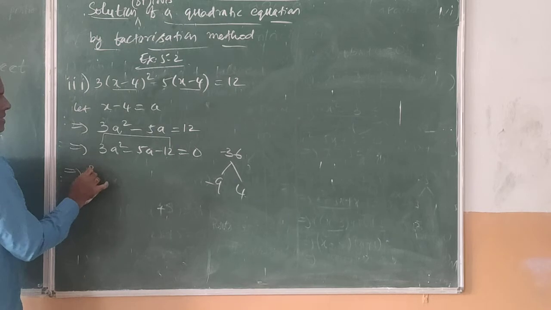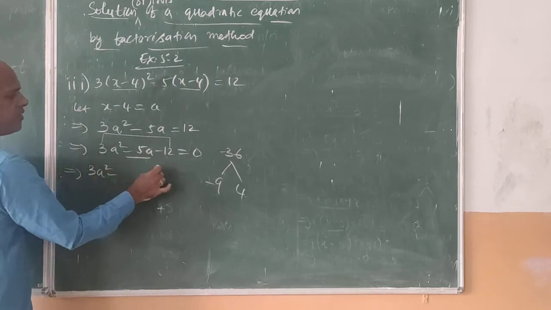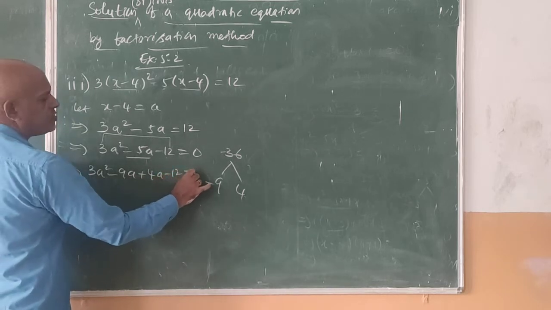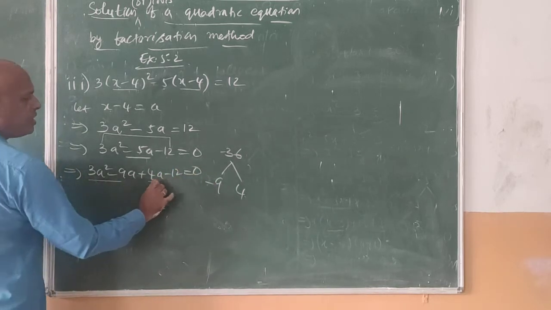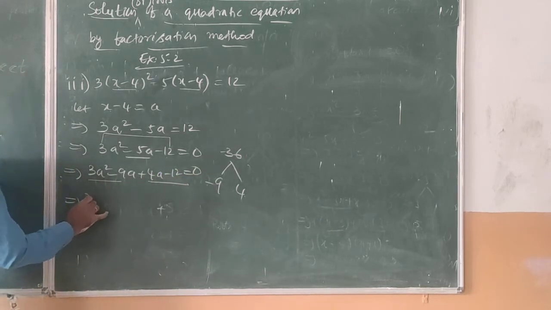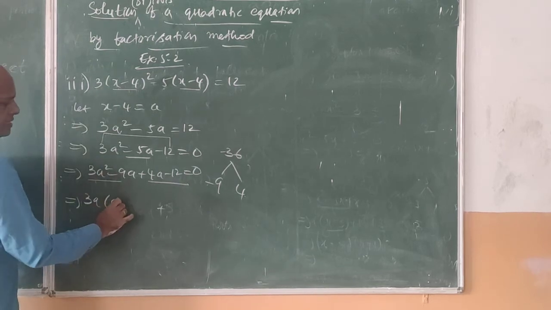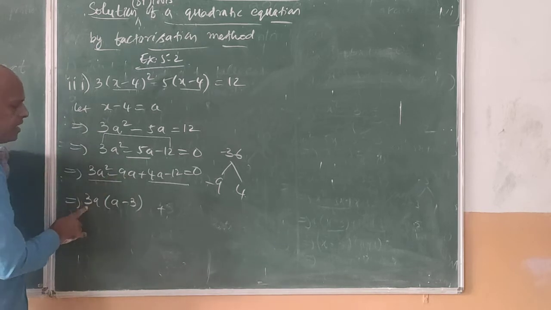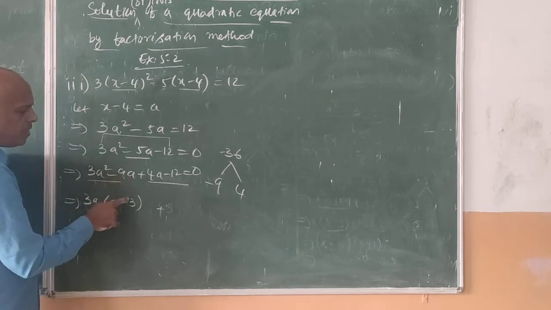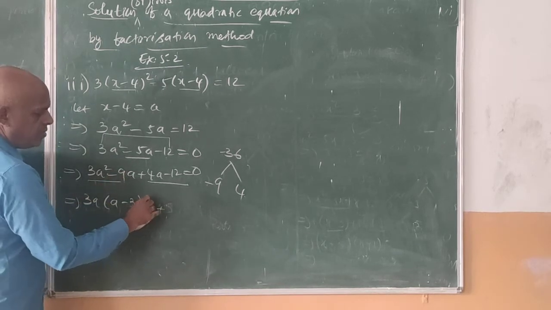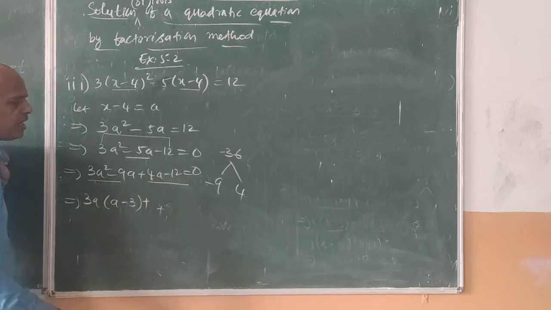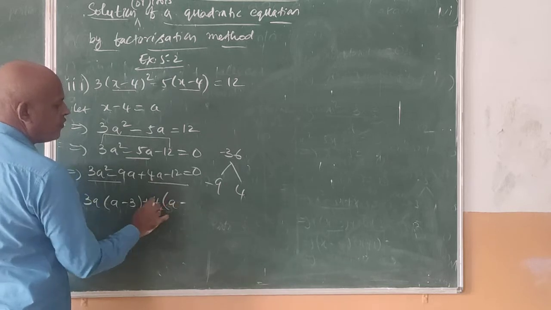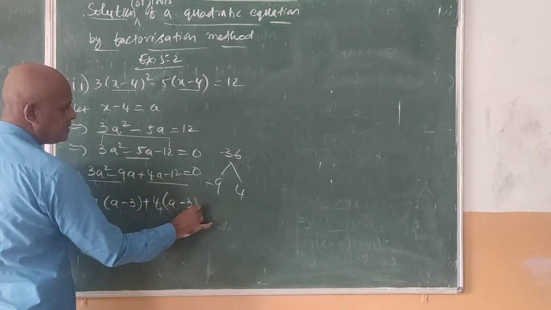So 3a square minus 5a can be written as 3a square minus 9a plus 4a minus 12 is equal to 0. In the first two terms and in the last two terms we will take common factors. 3a is common, so a is left here; 3 times 3 is 9, so 3 is left. Plus, in both we can take 4 as common: 4 times a, and 4 times 3 is 12, so 3 is left.